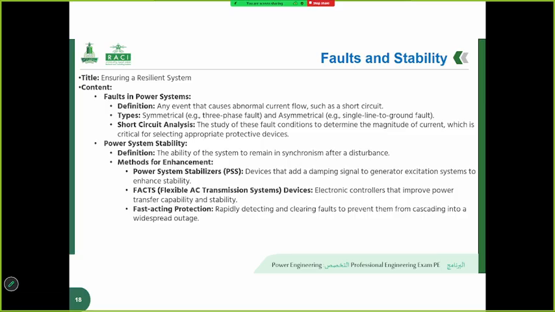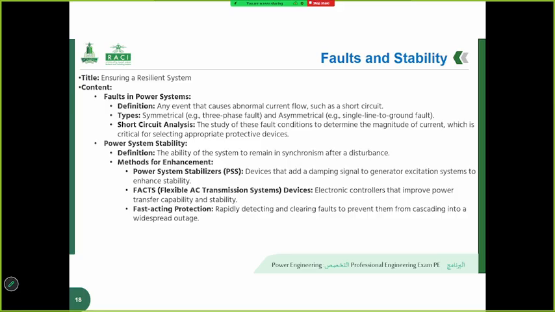So, power system stabilizers, or PSS, are control devices that are installed on generators. They introduce a damping signal to the generator's excitation system, which helps to suppress oscillations and improve the system's ability to maintain synchronism.